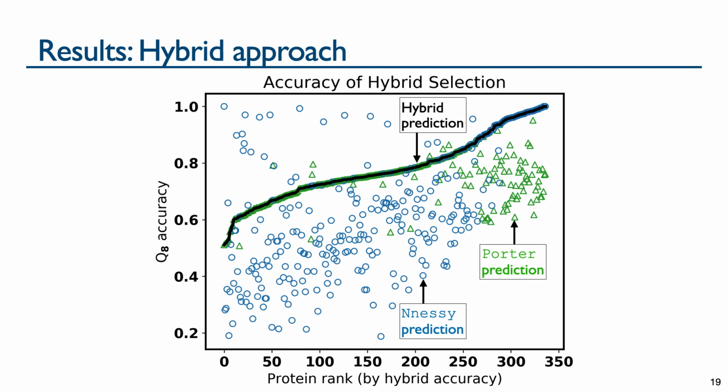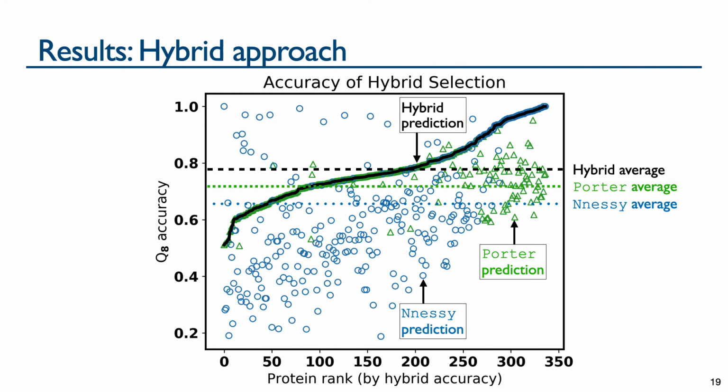The black curve gives the accuracy of the hybrid method, which passes through the prediction it chooses for each protein. Any marker above the curve is a protein for which the hybrid did not make the optimal choice. Note that there are very few markers above the curve. The average accuracy of Nnessy, Porter alone, and their hybrid are shown by the dashed and dotted lines. Note how much the hybrid exceeds the accuracy of both tools.